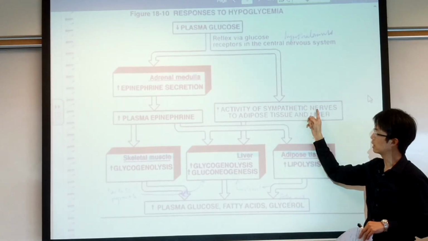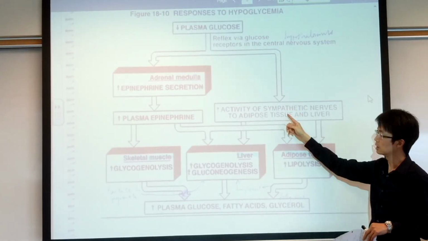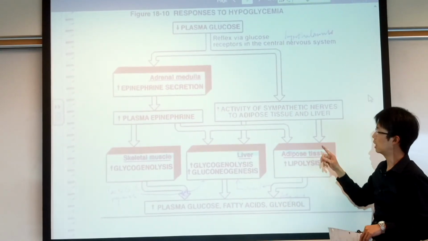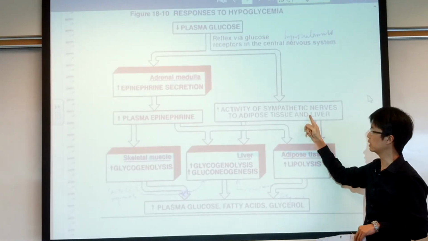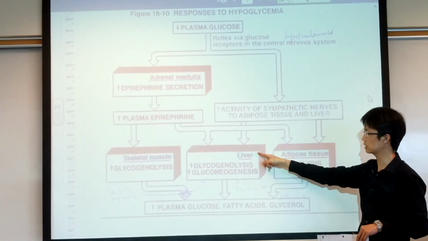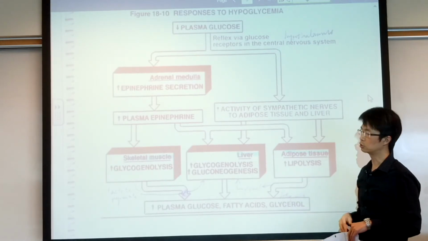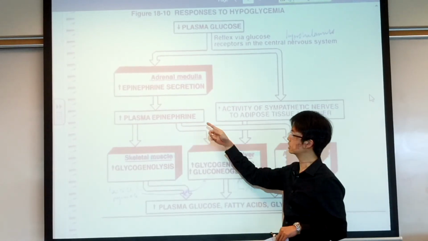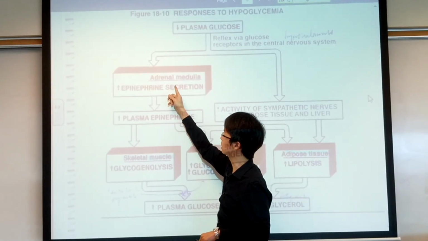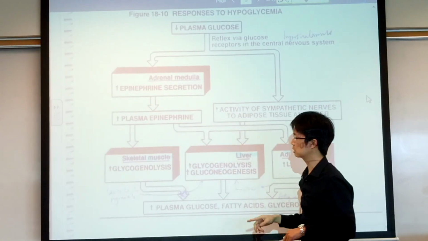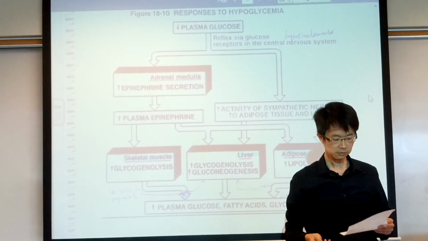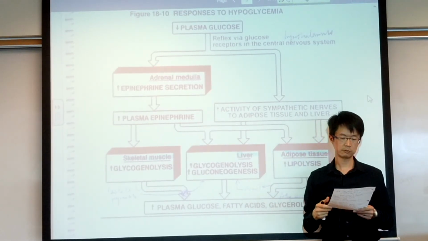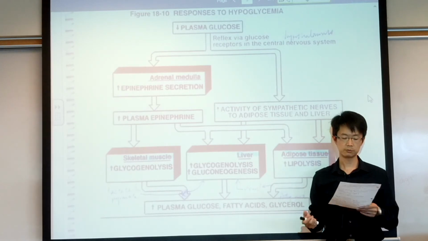This is the ANS, nervous system pathway. This one is the endocrine pathway. So that's the difference. The nervous system ANS pathway, the sympathetic nervous system, can directly tell the liver and adipose tissue to do all this. The endocrine system pathway will have to secrete epinephrine in order to do this. So these are the compensatory mechanisms for restoring optimal blood glucose level.